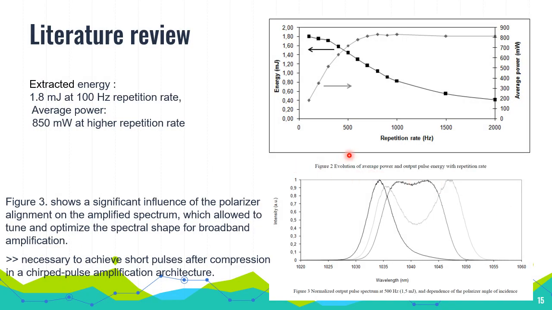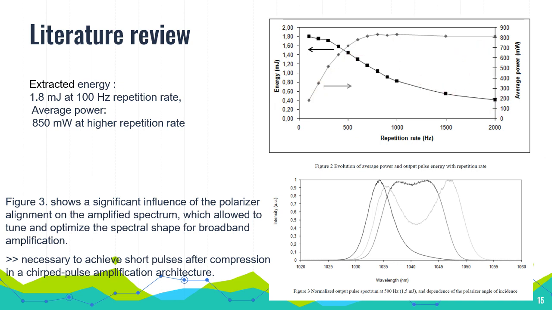And Figure 2 is the average power and output pulse energy. So the extracted energy will be 1.8 millijoule at 100 hertz repetition rate, and the average power will be 850 milliwatt at higher repetition rate.